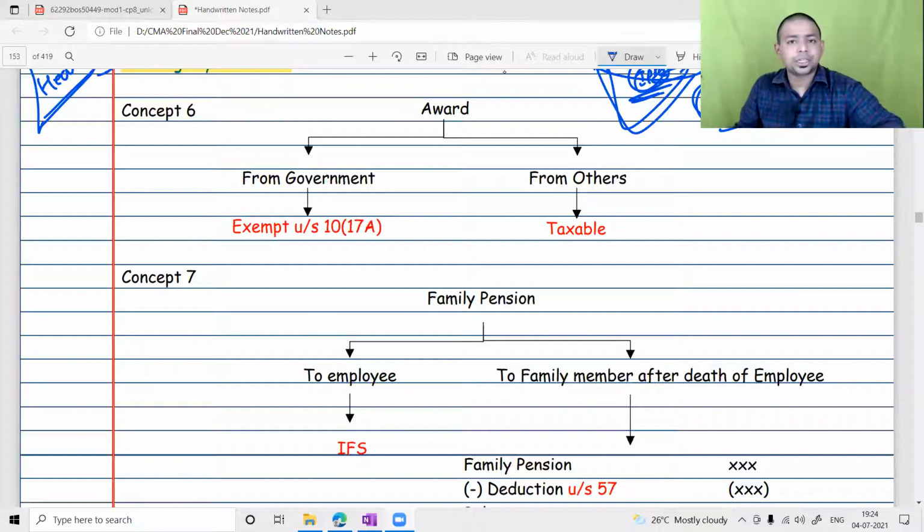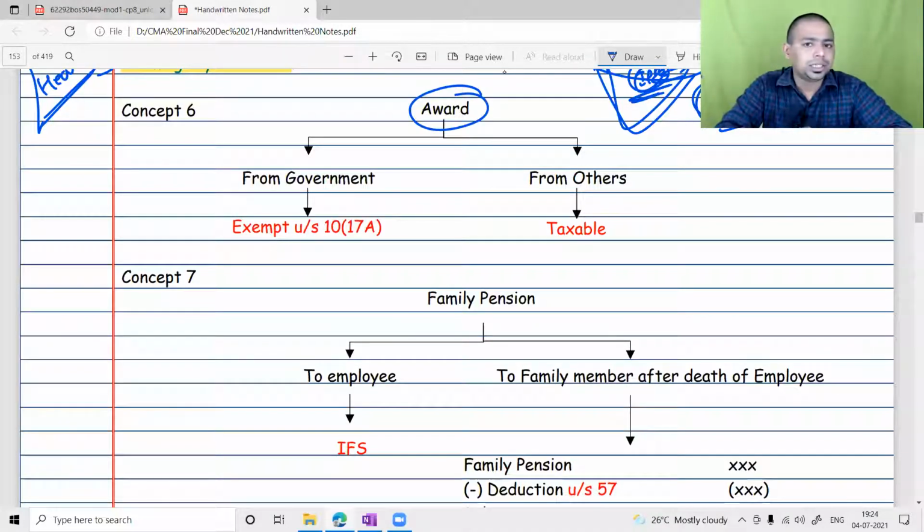So in IFOS, let us continue with next concept. Concept number 6, award. Usually awards are taxable. If tomorrow Raj Classes gives me an award, if tomorrow some private institution gives me an award, best employee of the year, best teacher of the year, whatever, and with the award, if they provide me some money, that money is taxable under IFOS here. But if it is an award by the government in recognition of the service of a soldier, Bharat Ratna award or Padma Bhushan award, obviously those kind of awards should not be taxable. Therefore, it is exempted under section 10(17A).